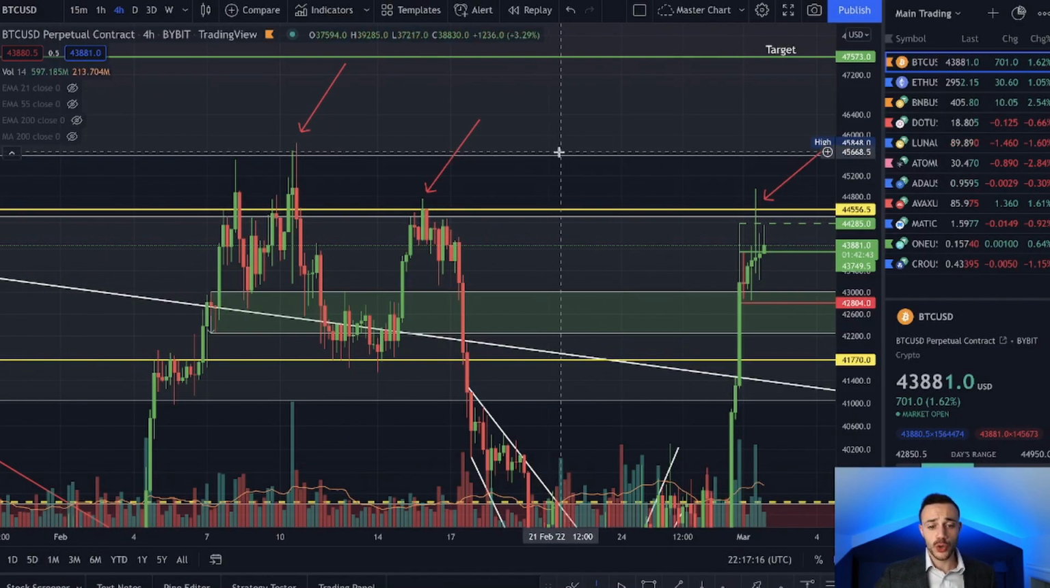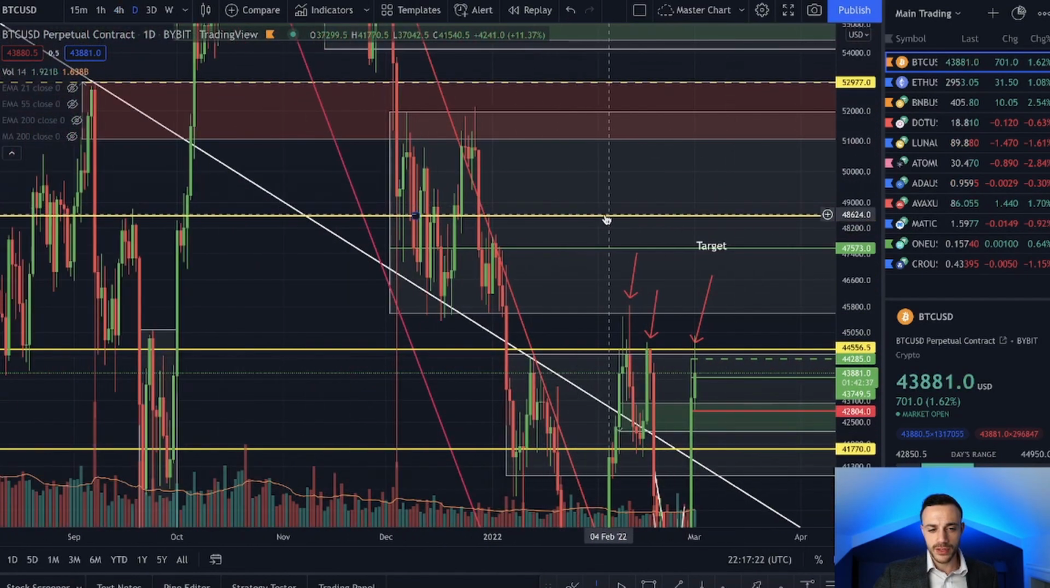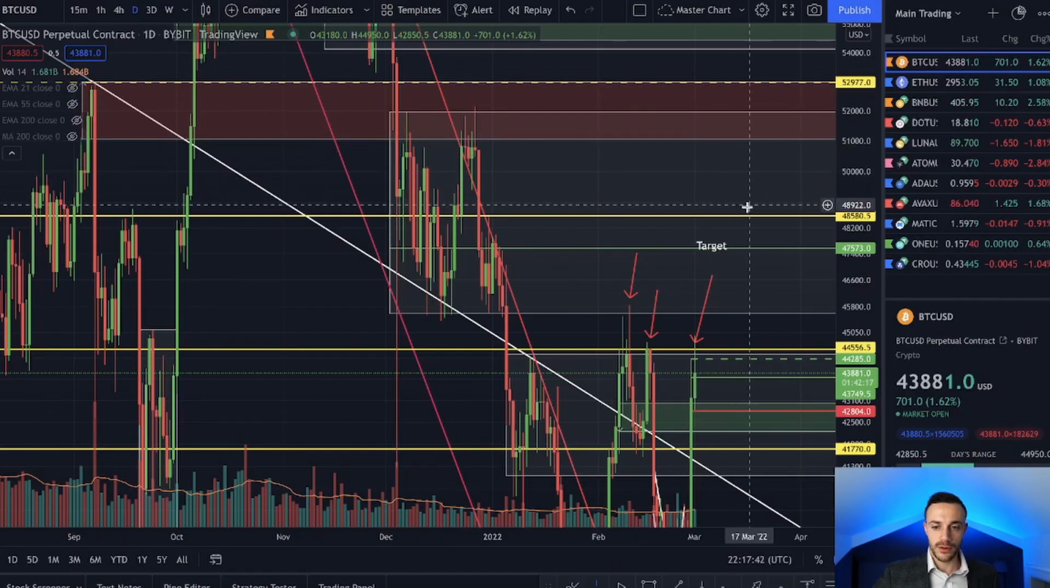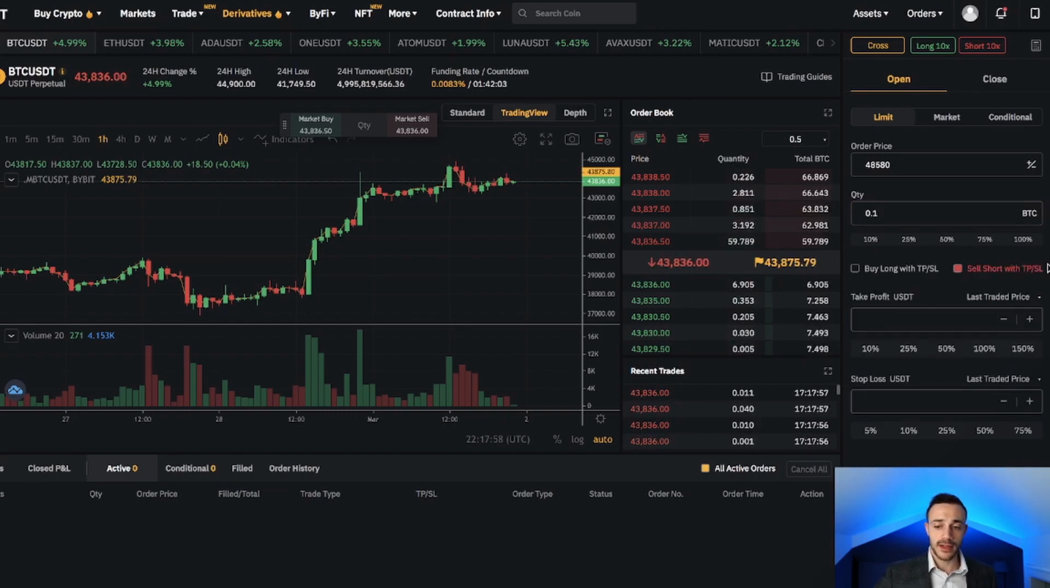So if I wanted to go short, let's say if we look at the daily chart, I want to wait up here at my yellow resistance line at $48,580. Let's say, for example's sake only, I wanted to go short at $48,580. So again, I would personally use a limit order and put the order price at $48,580. Just confirm that, 48,580, yes. Quantity, let's keep it simple and say 10 million sats, 0.1 BTC. And we're going to be selling short here. So if I want to, I can hit sell short with take profit / stop loss.